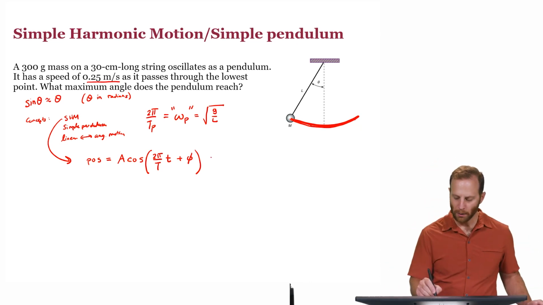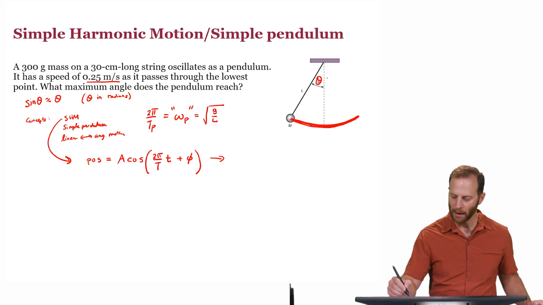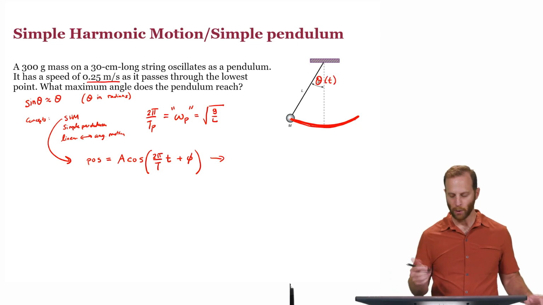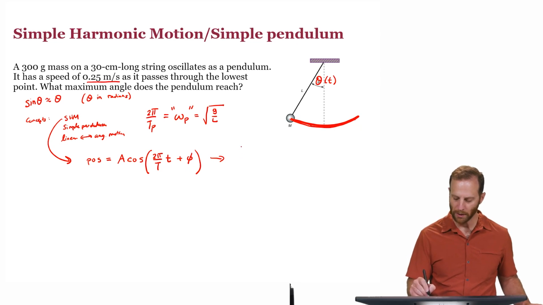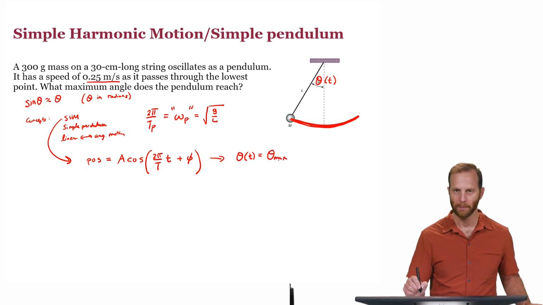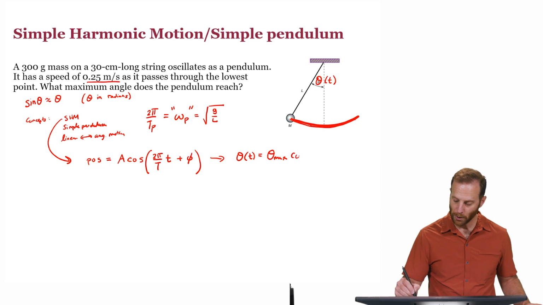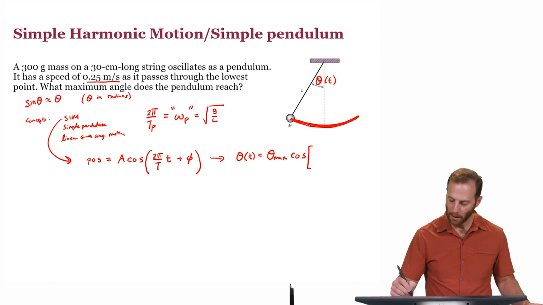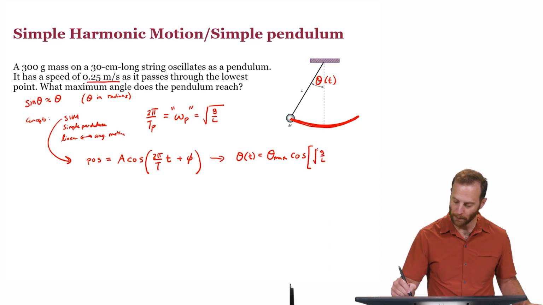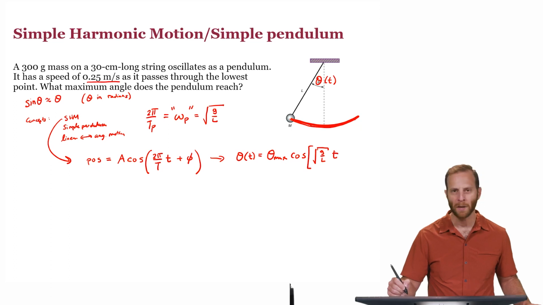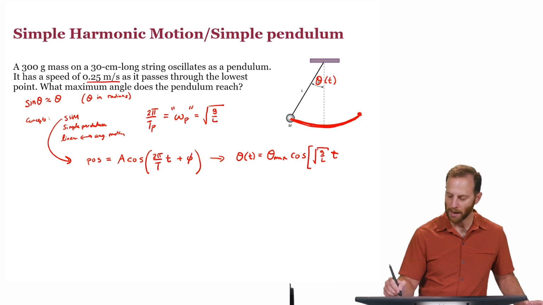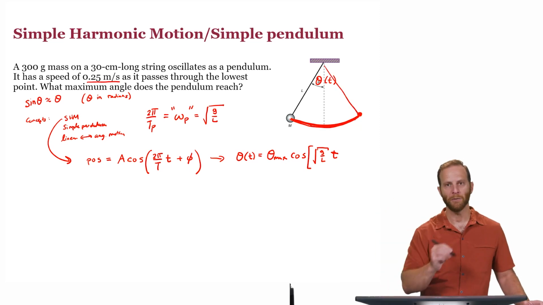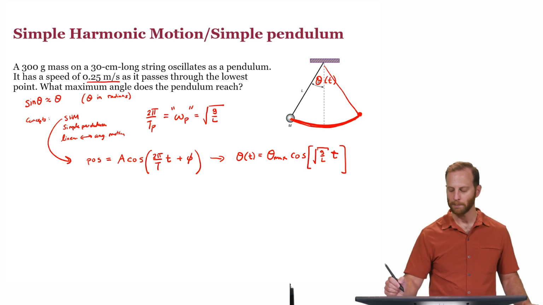For us, when we're interested in knowing what is the angle theta as a function of time, we can write this in this way. Instead of A, we'll write this as the maximum angle, and then multiply that times the cosine function, 2 pi over the period of the pendulum, which is square root g over L, and that gets multiplied by time. There could also be a phase shift here, but let's assume that the object starts perhaps at its maximum angle and then swings back and forth, so we don't have to worry about the phase shift.